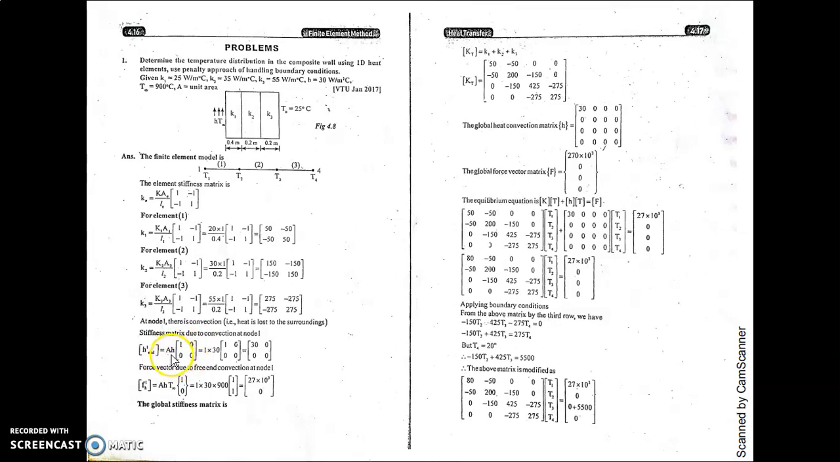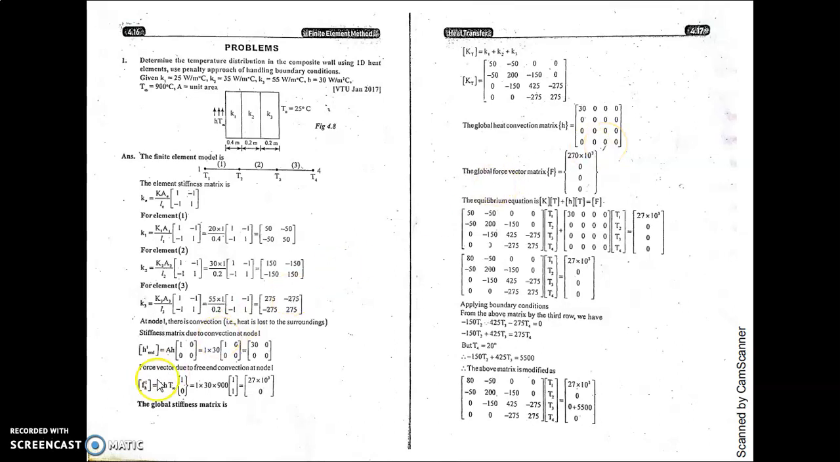A h [1 0; 0 0], area is 1, h is given as 30, so it is 30, 0, 0. But what about the rest of the values? This is entirely 0 0 0 0 and again this is also 0 0 0 0. Hence assemble those elemental stiffness matrices for convection and you will get this value. Because we have 4 nodes, the resulting matrix will be of the order 4 by 4 only. Hence it is 30, and the rest of the values are 0.